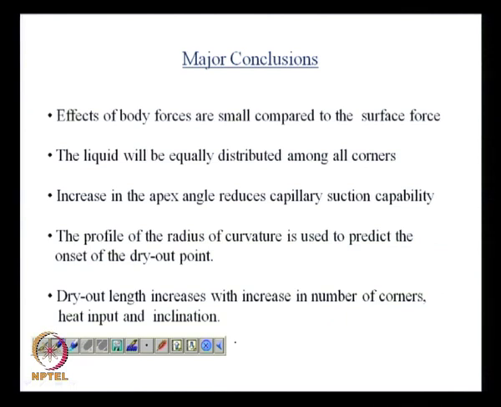And if you increase the apex angle, you reduce the performance of such a device, and you have to think about whether you would like to provide more corners or sharp corners. That is the bottom line, whether you provide more corners to the heat pipe or very sharp corners to the heat pipe. And the profile of the radius of curvature is used to predict the onset of the dry out point and the propagation of the dry out point.